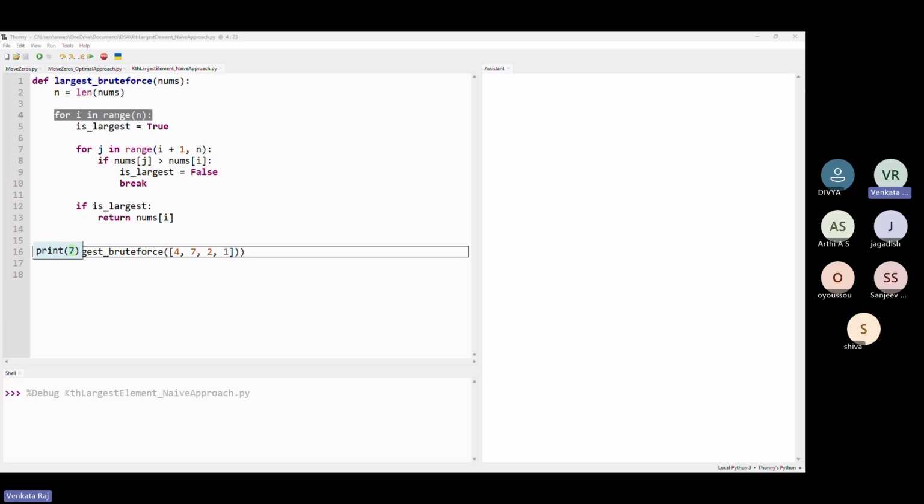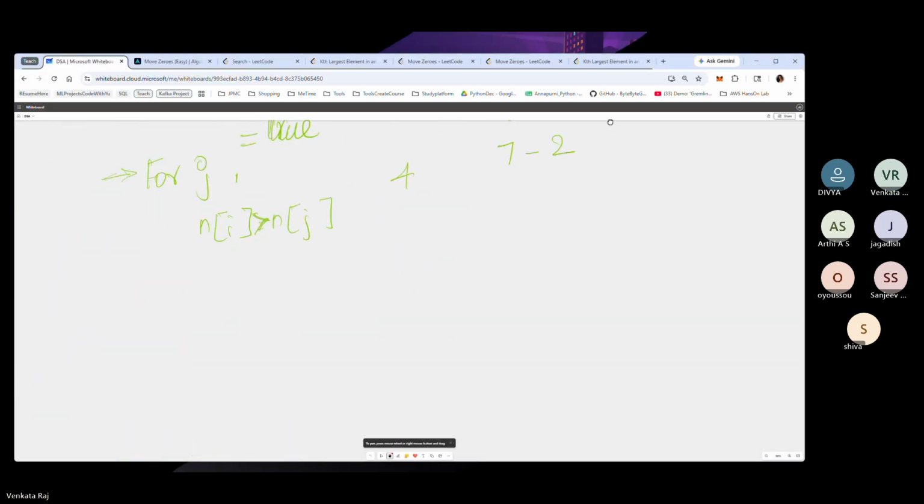Okay, I have one question. What is the time complexity of a nested for loop? And what is the time complexity of two for loops in the code, but they are not nested? Any other answer? O of n. Okay, let me explain.